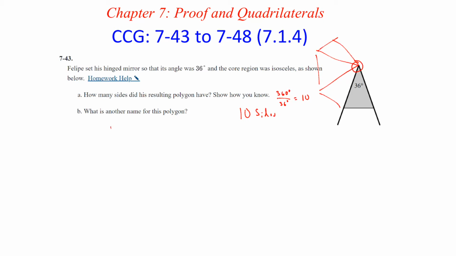What is another name for this polygon? If you don't know what another name for this polygon is, maybe you know up to 8 or 9. It will be a regular one in terms of all of the angles or the triangles that are congruent. All the side lengths are the same. This would be called a regular decagon.